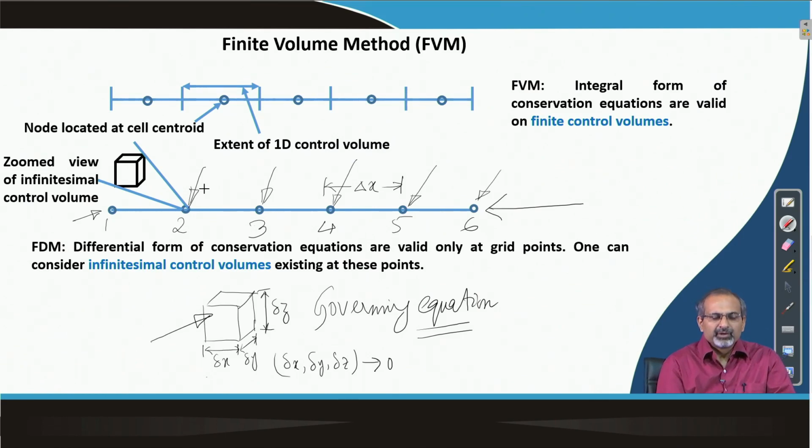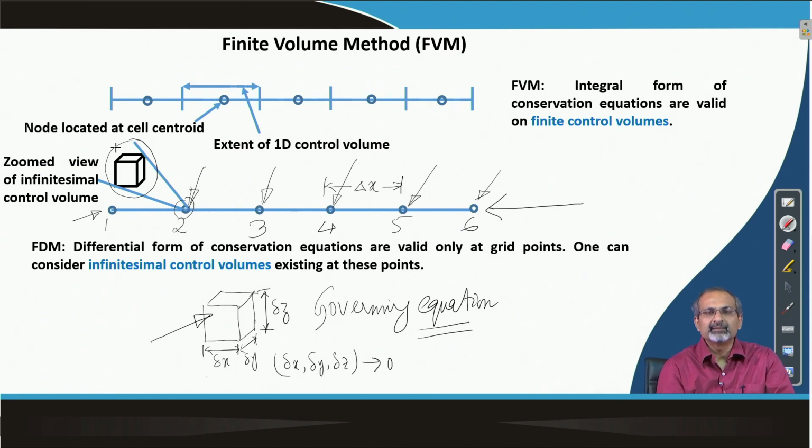Now, if we try to look at how that infinitesimal control volume fits in this perspective, you would have to zoom deep into a grid point, and if you zoom deeper and deeper, you will find that infinitesimal control volume sitting there around that point with very, very small dimensions. So, essentially what we are doing is trying to satisfy the governing equations as close to the exact governing equations as possible, only in and around these grid points.